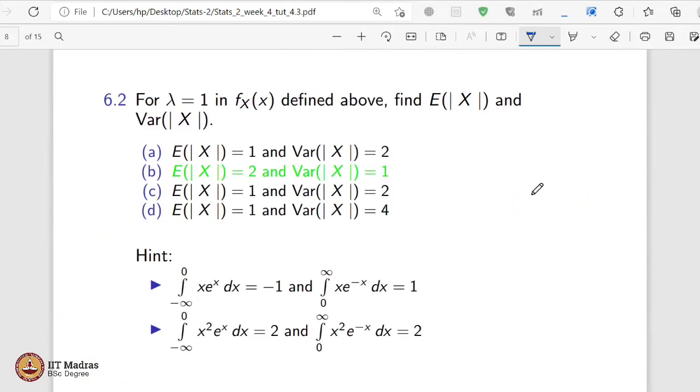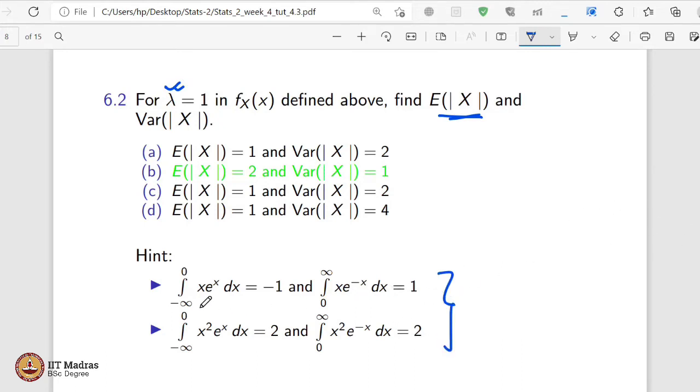So now we'll move to the next part of this question. Here we have been asked to calculate the exponential expectation of mod x and the variance of mod x. And lambda has been given as 1.